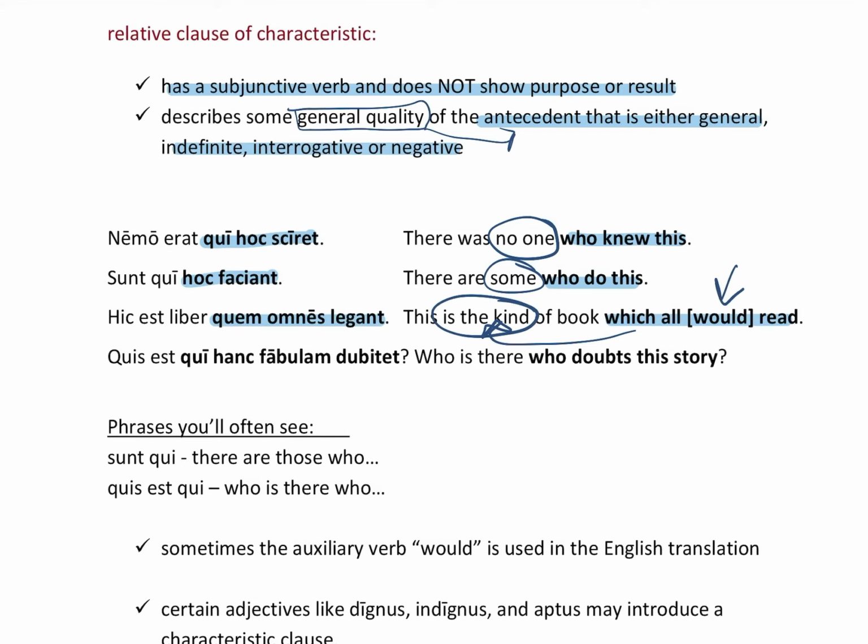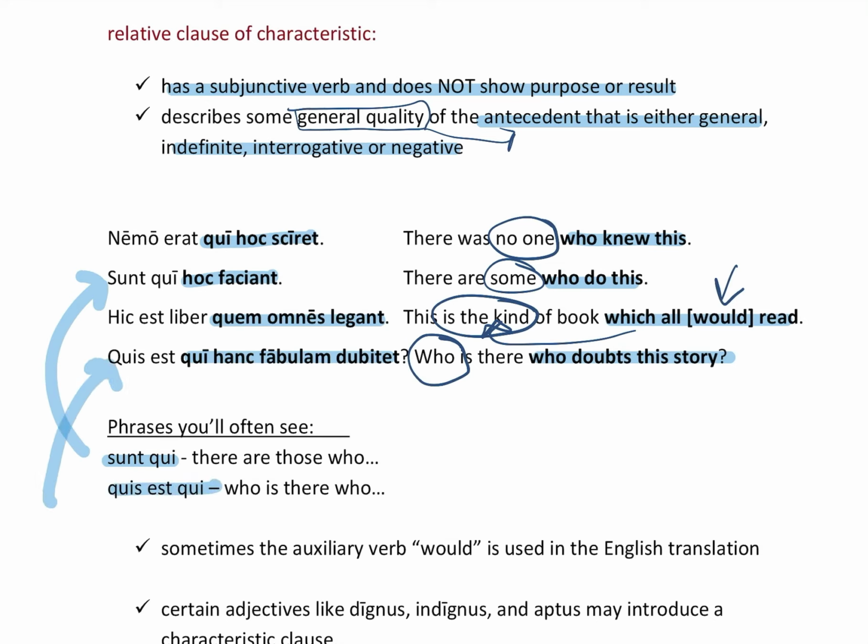And the last one is Quis est qui hanc fabulam dubitet? And it's in the interrogative. Who is there who doubts this story? Again, the very general kind of person they're talking about, or subject, is a who. So phrases you'll often see are sunt qui. You've seen that right up here. Quis est qui. You saw that right here. Who is there who. Sometimes, again, the auxiliary verb would is used in the English translation.